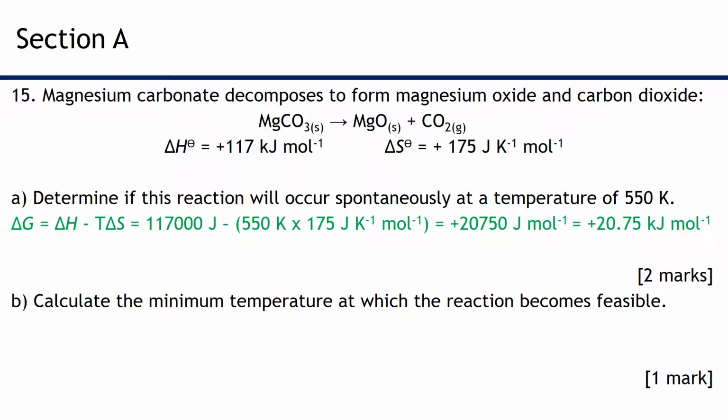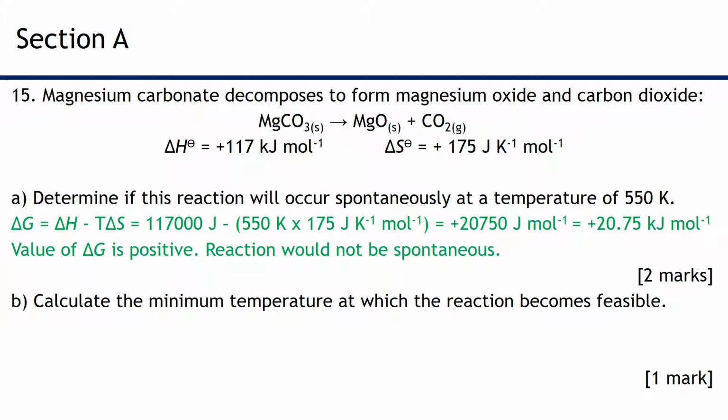First, we need to convert those kilojoules in the enthalpy change to joules to put them into the same units as our entropy. So that's going to be 117,000 joules minus 550 Kelvin multiplied by 175 joules per Kelvin per mole. And that gives us a value of 20,750 joules per mole, or 20.75 kilojoules per mole. This is a positive value of delta G. A positive value of delta G means that a reaction would not be spontaneous. For a reaction to be spontaneous, our value of delta G needs to be either 0 or negative.